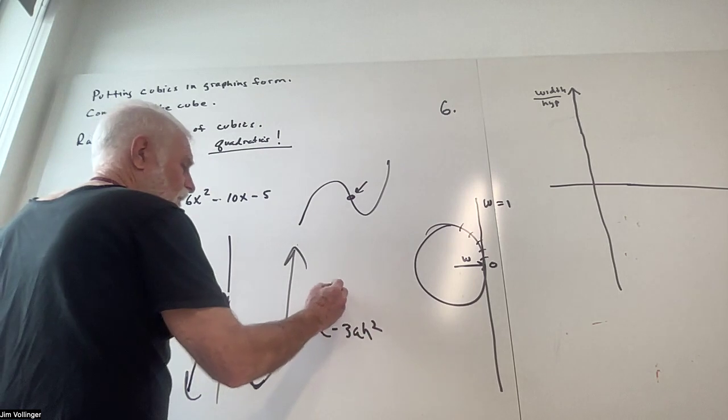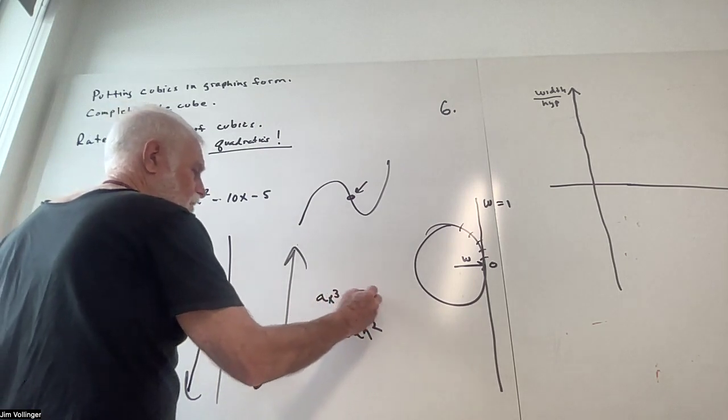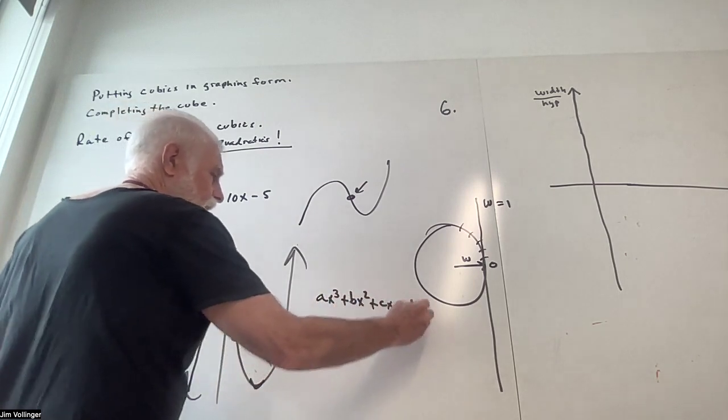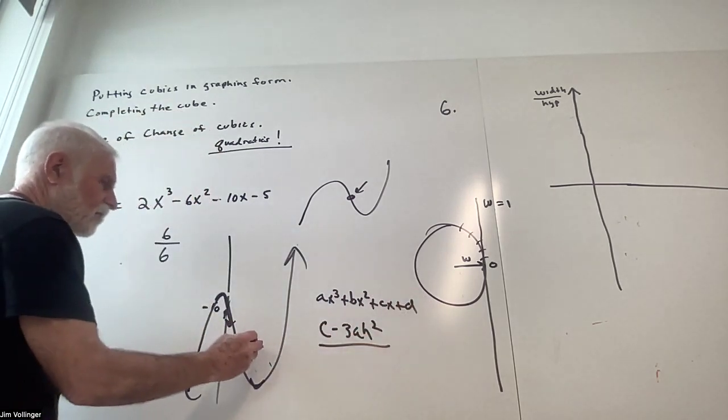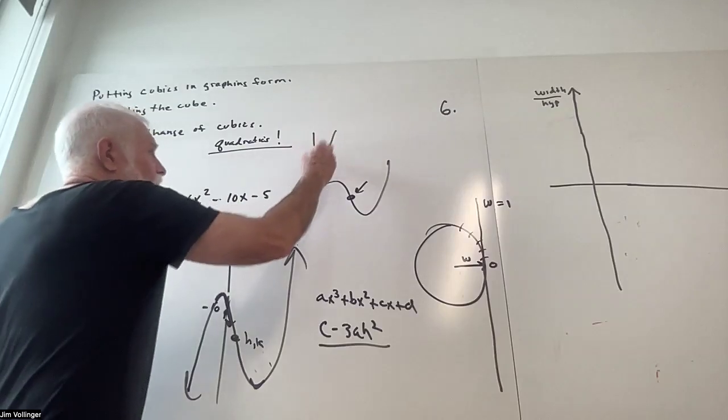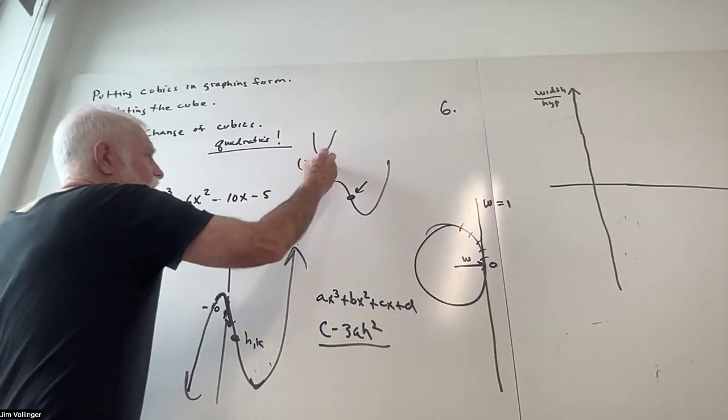Cubics come in the form of ax cubed plus bx squared plus cx plus d. All right, and that's all I have to do. And this is hk, just like hk, the most important place on a quadratic we refer to as hk.